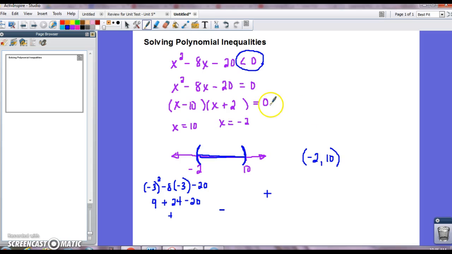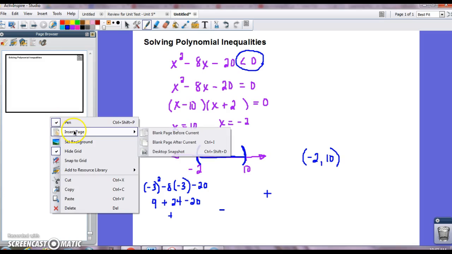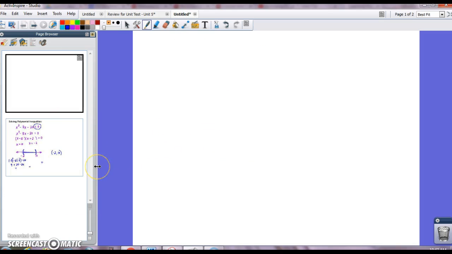The same holds true if you had a greater than. You would just go ahead and find those critical numbers or those boundary points and test and see which intervals it would work in. Okay, let's go ahead and try a different polynomial function. Let's go ahead and try this one.